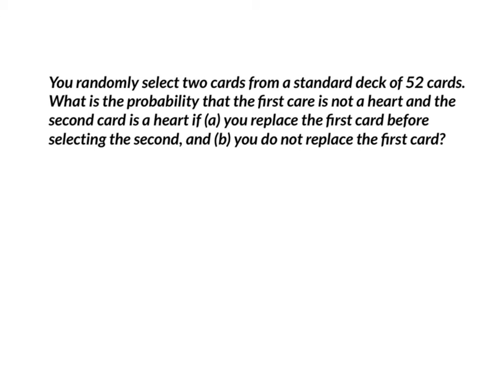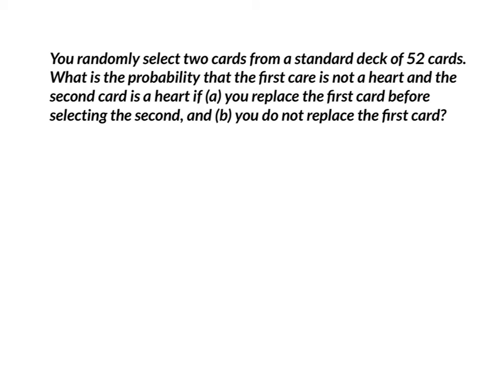You randomly select 2 cards from a standard deck of 52 cards. What is the probability that the first card is not a heart and the second card is a heart? If A, you replace the first card before the second card. So that's saying this, probability of A times probability of B.